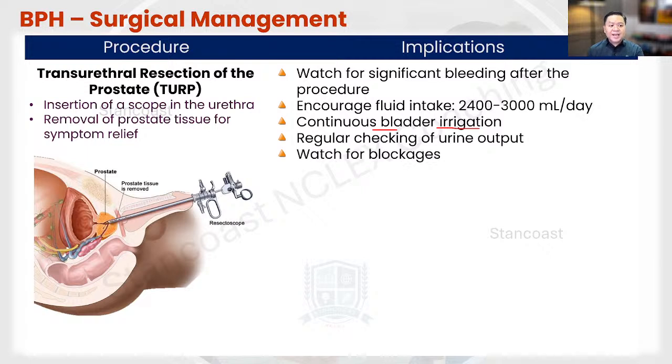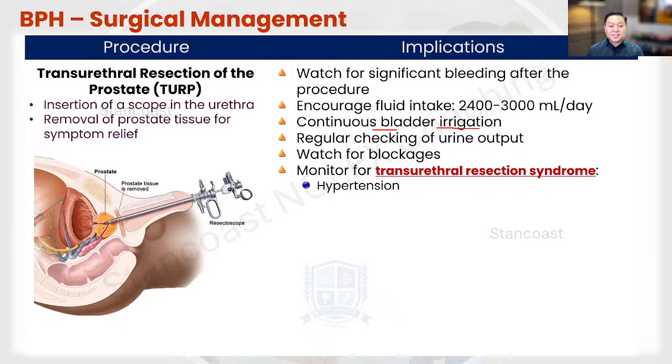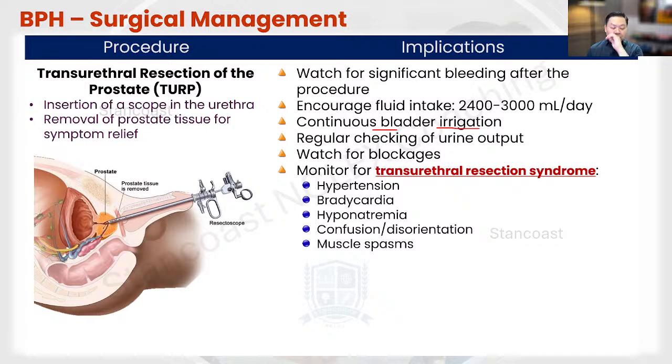All right. Now we're also going to check for the transurethral resection syndrome. Kind of fancy sounding, right? This is something that can happen readily, wherein the patient will experience high blood pressure. There's also going to be bradycardia, and they will get confused and disoriented. There will be some muscle spasms, some visual changes, and nausea. These are the manifestations that you really need to keep an eye on.